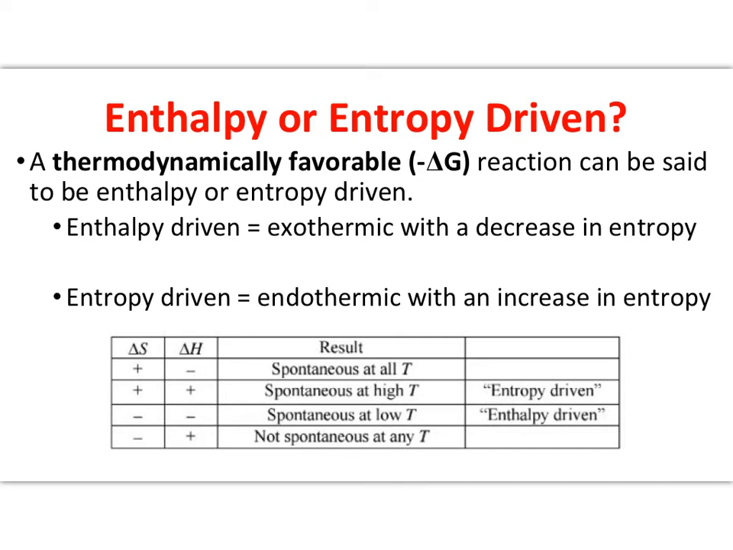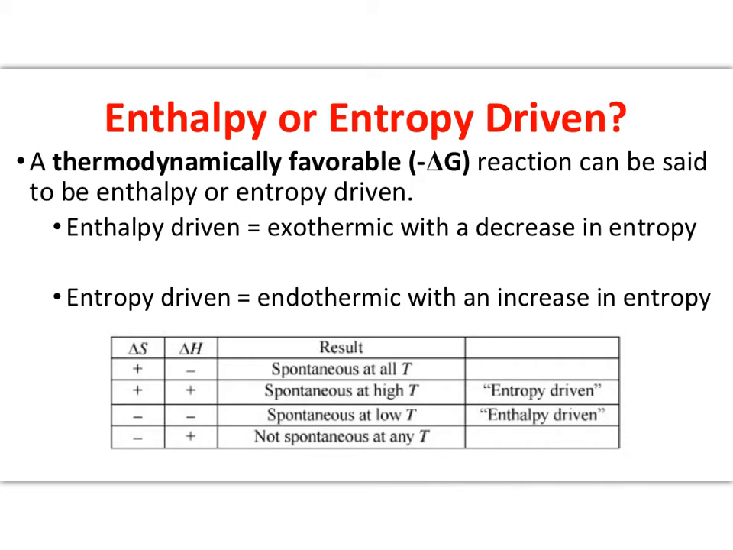Another phrase that you may see with thermodynamically favorable is going to be enthalpy-driven or entropy-driven reactions. So a thermodynamically favorable reaction, a negative delta G, can be referred to as enthalpy or entropy driven. And this is going to only apply to those situations where we talked about one of the values, either delta H or delta S, being favorable for a spontaneous condition, while the other one is not. Therefore, it depends on the temperature.